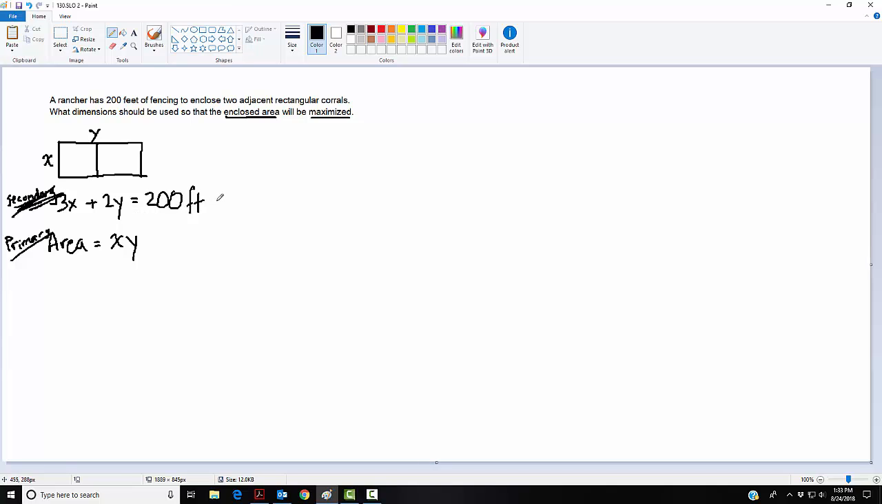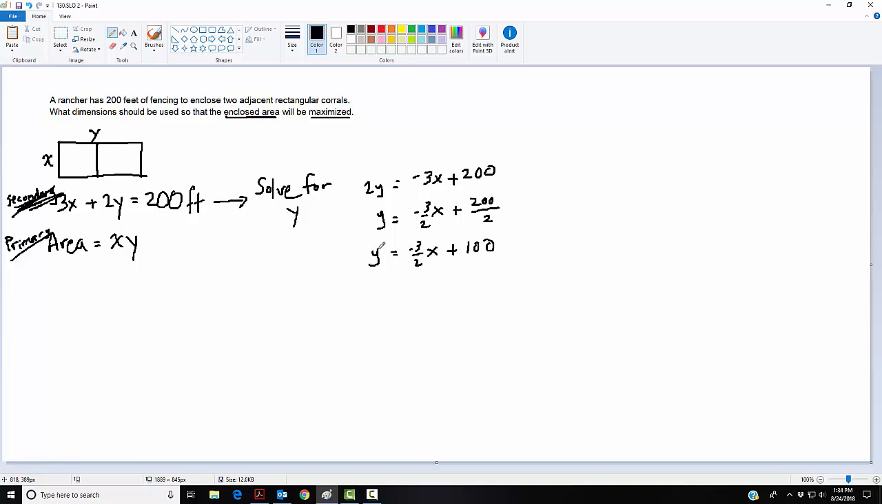So what we need to do with the secondary equation is solve for either X or Y. In our case, I'm going to solve for Y. So I'm going to bring 3x over to the right-hand side. I'll have 2y is negative 3x plus 200. Y is negative 3 halves x plus the 200 over 2. Remember, when you divide by 2, you're going to put it under both parts. So this equation is what y is equal to.